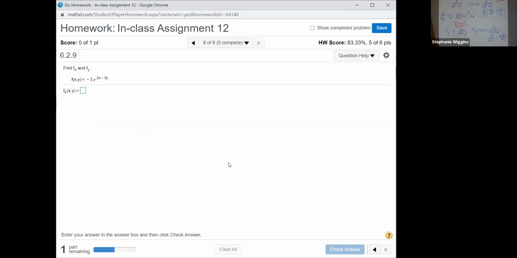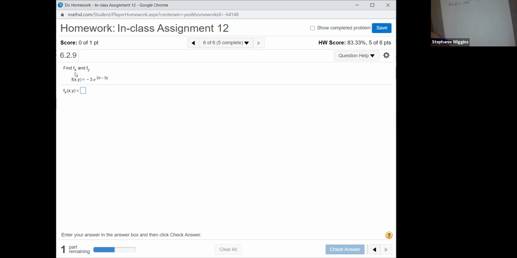So let's do another example. Here we have f(x, y) equals minus 3e to the 2x minus 3y. Now notice this is an exponential function. How do I know that? Well, notice that the exponent has the x and the y in it, so the variables are in the exponent and the base is a constant, so that makes it exponential.